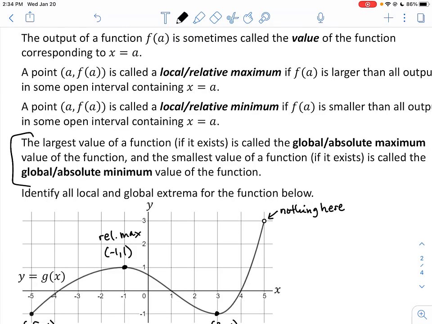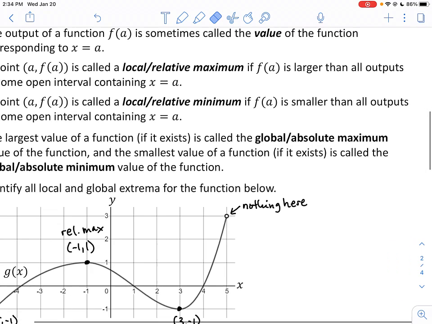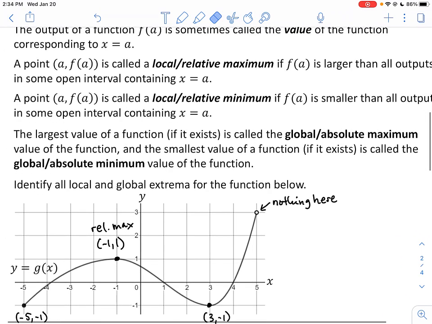The largest value of a function. Now, value is that word that means y-coordinate. The largest y-coordinate of a function, or the largest output of a function is another way to think of that, if it exists, is called the global or absolute maximum value of the function. And the smallest value of a function, if it exists, is called the global or absolute minimum value of the function.